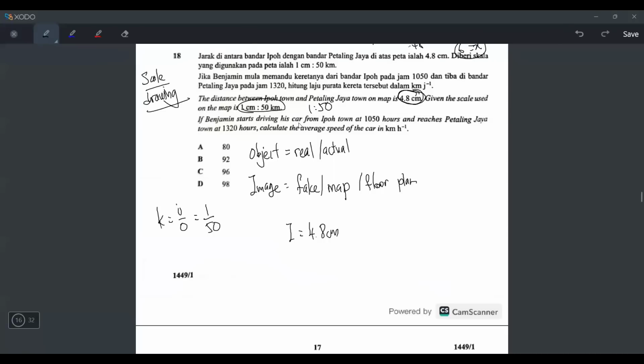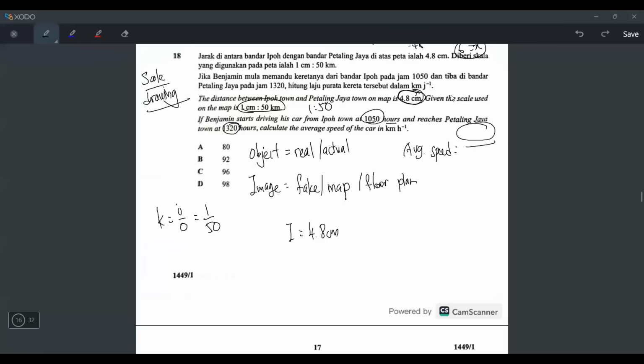If Benjamin starts driving his car from Ipoh town at 10:50 in the morning, because they write in 24 hours, means this is in morning, and reaches Petaling Jaya town at 1:20, this one is PM already. Calculate the average speed of car. So the average speed formula is what? Distance divided by time, right? But the time I can find it is 2.5 hours. Because 10:50 until 1300 is 2.5 hours.